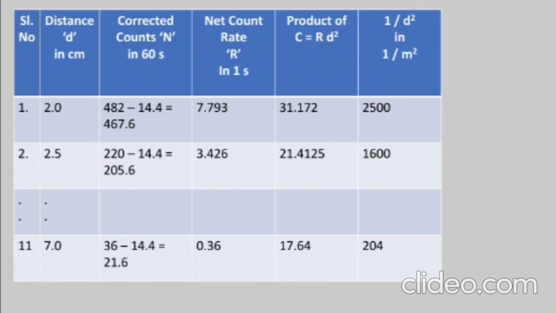This is the next column. The next column is net count rate R in 1 second. The corrected count was for 60 seconds. To find it for 1 second, we have to divide the corrected count by 60 seconds.